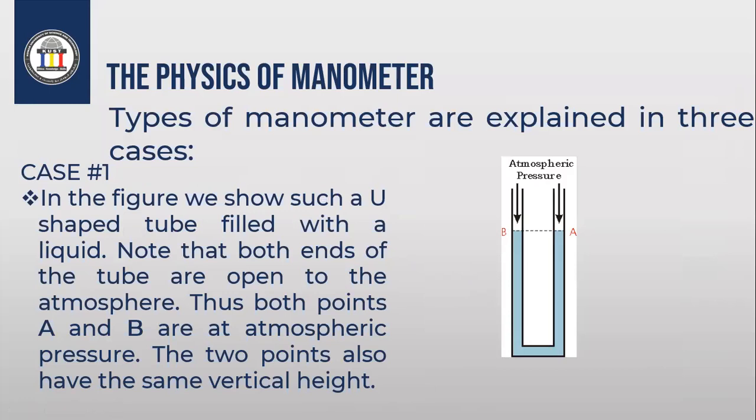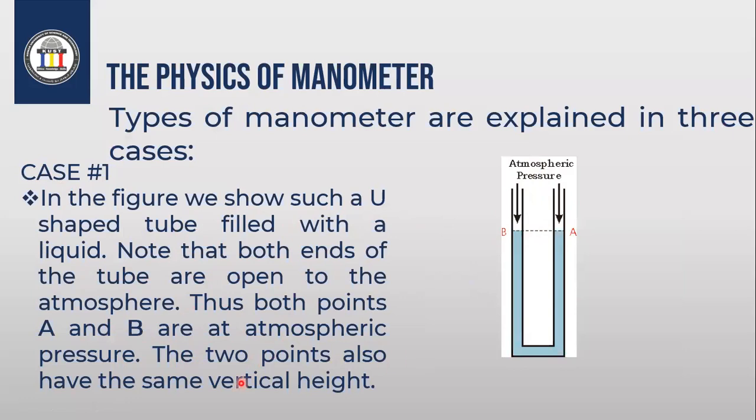We have three types of manometer. Case number one: in this figure, we see a U shape filled with liquid. It is open on both sides, and that means the atmospheric pressure is pushing with the same amount on both sides. Note that both ends of the tube are open to the atmosphere, and thus both points A and B are at atmospheric pressure.